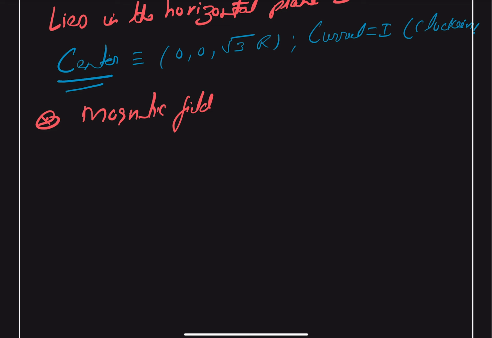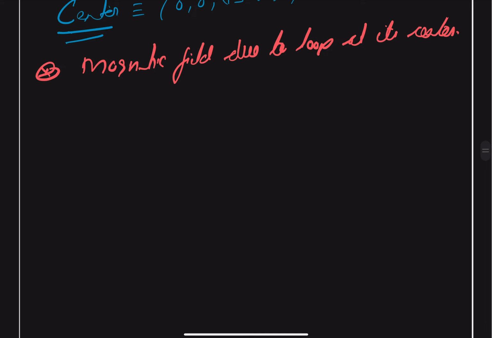Magnetic field due to loop at its center. So we can write this as B loop equal to mu naught I upon 2r. Therefore, the current is given as clockwise, and so we can say that the direction of this magnetic field will be along our minus z unit vector. So we can write this as minus z unit vector.